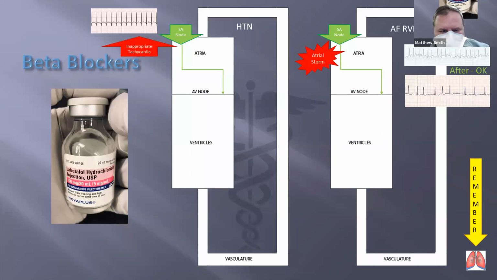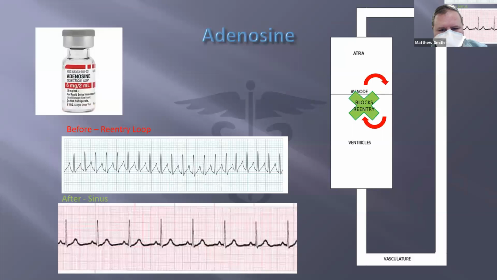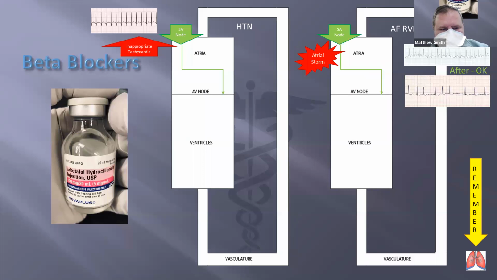Beta blockers act at the level of the SA node. So adenosine, I want you to think of it as acting primarily at the level of the AV node to block reentry. Beta blockers act at the level of the SA node, and they suppress activity. They lower the intrinsic firing rate of the SA node. They also lower atrial excitability.